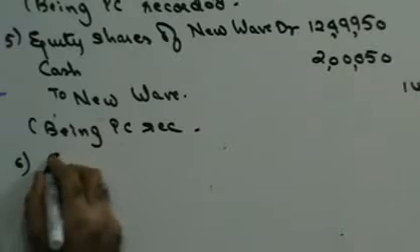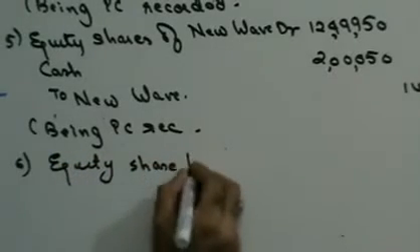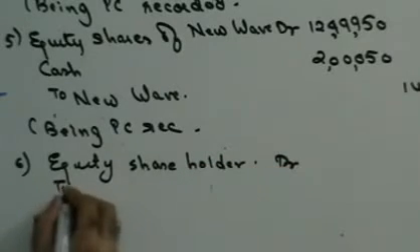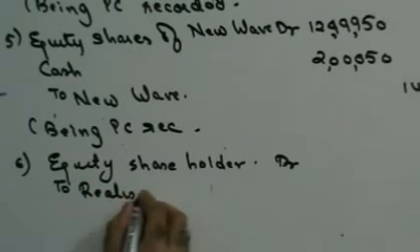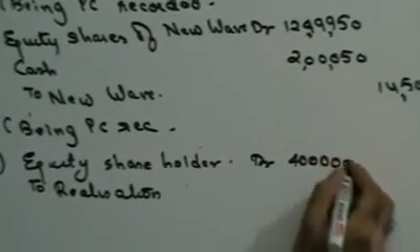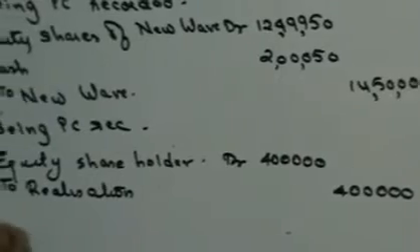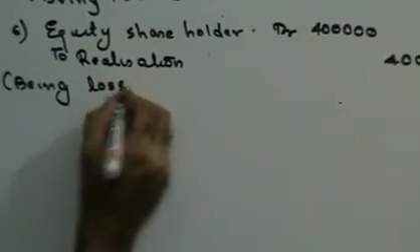Loss. That means this will be equity shareholders account debit. Equity shareholders account debit to realization. Amount is 4 lakhs. The loss transfer.